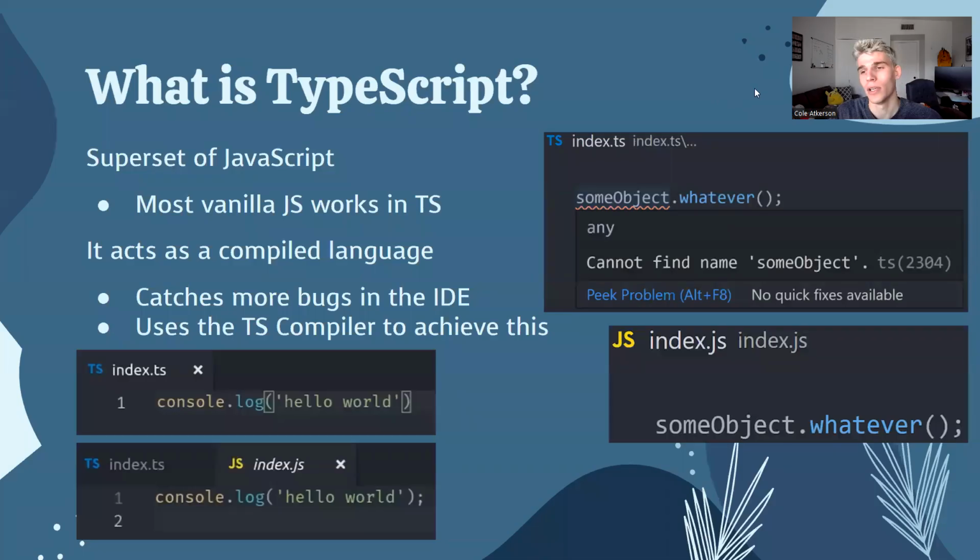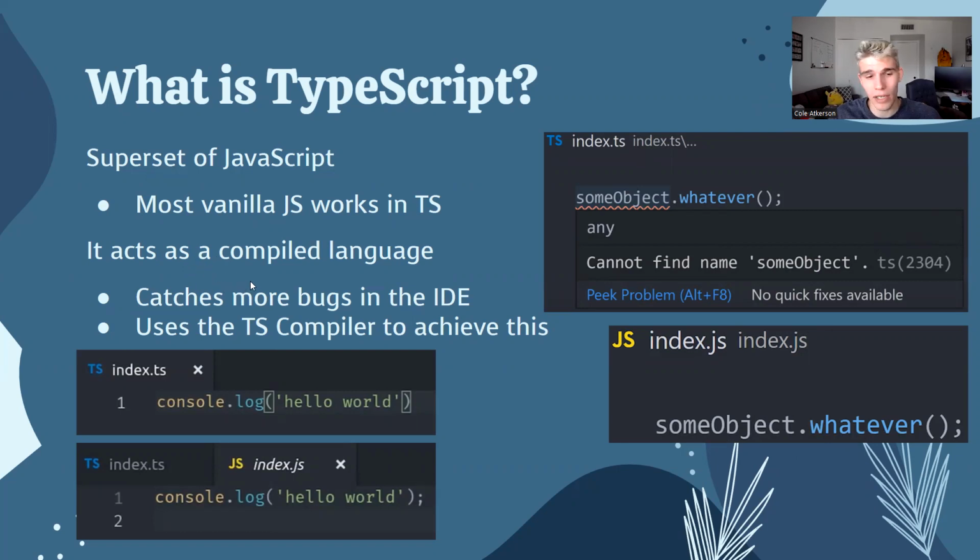What is TypeScript? It's a superset of JavaScript, meaning that most vanilla JavaScript works in TypeScript. On the right here, you can see some JavaScript that would normally work. There's no errors thrown. There's an object that doesn't exist, and we are using a function of that object. However, in TypeScript, it catches this error, and this is because TypeScript acts as a compiled language.